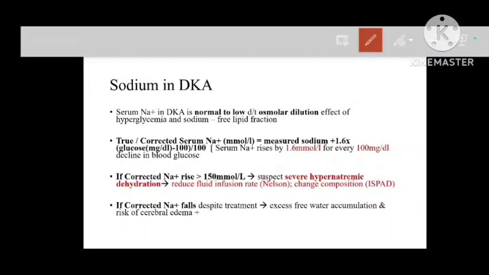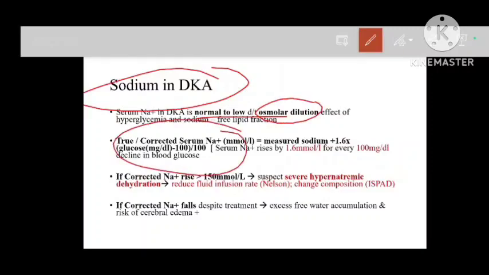Now, supplemental sodium in case of DKA, or what is the status of sodium in case of DKA? Serum sodium is normal to low due to osmolar dilution. How to check the corrected sodium? Measured sodium plus 1.6 into glucose in milligram per dl minus 100, divided by 100. So, serum sodium rises by 1.6 millimole per liter for every 100 milligram per dl reduction in blood glucose level.